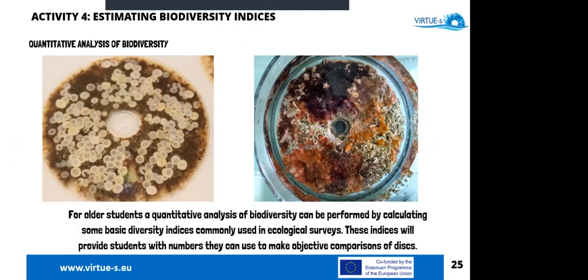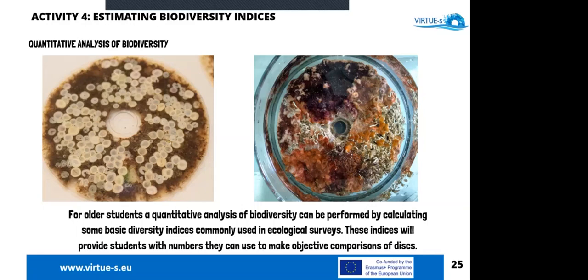Another activity that you can undertake with youngsters within Virtues is the estimation of biodiversity indices. So you can do a quantitative analysis. For older students, a quantitative analysis of biodiversity can be performed by calculating some basic diversity indices commonly used in ecological surveys. Those indices will provide students with numbers that they can use to make objective comparisons of the tests. And Sally, during webinar 2, explained what the biodiversity indices are and how to calculate them.